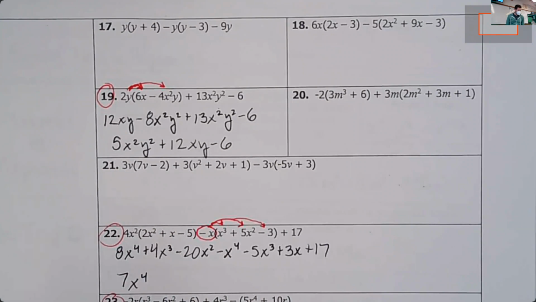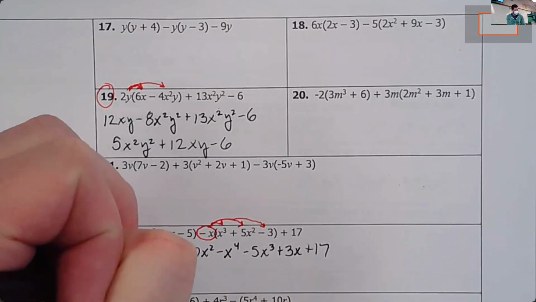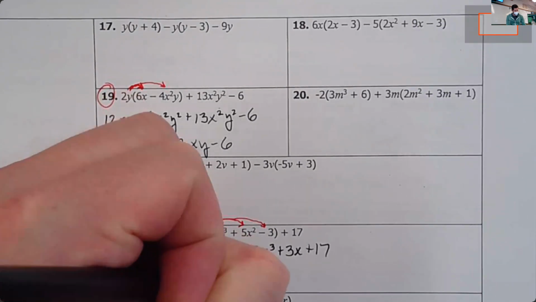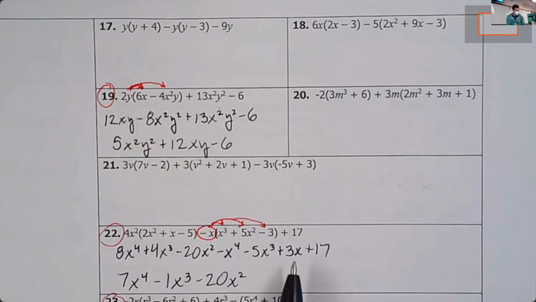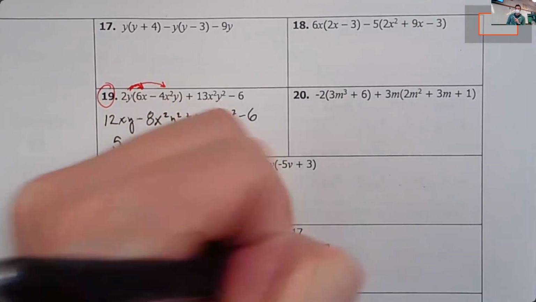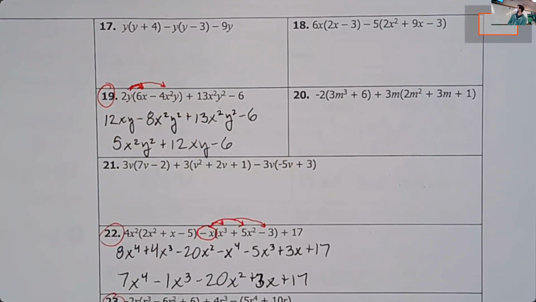Then we go to x to the third power. We have a 4x to the third here and a minus 5x to the third here. 4 minus 5 is negative 1. So that would be negative 1x to the third power. For squared, we have a minus 20x squared, and that's it for that one. So minus 20x squared. Regular x's is just a plus 3x. Plus 3x, and then 17 is the only regular number with that. So our answer for 22, 7x to the fourth minus 1x to the third minus 20x squared plus 3x plus 17. All right. Questions on that one?